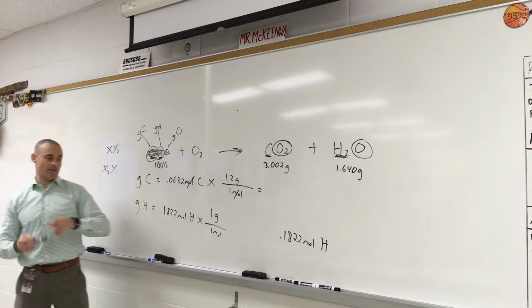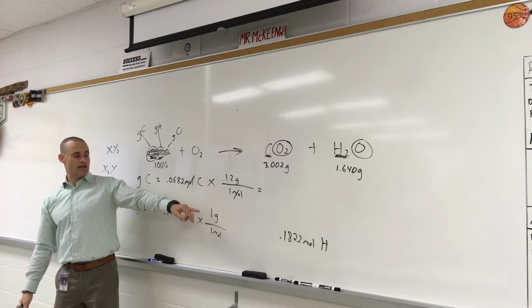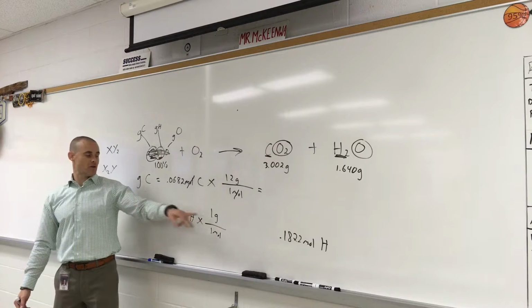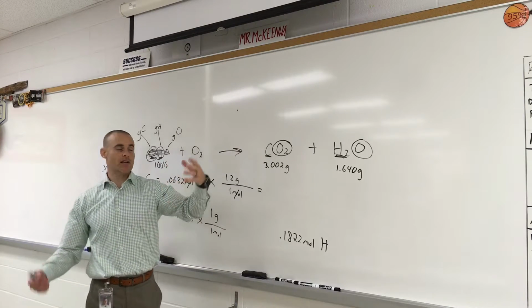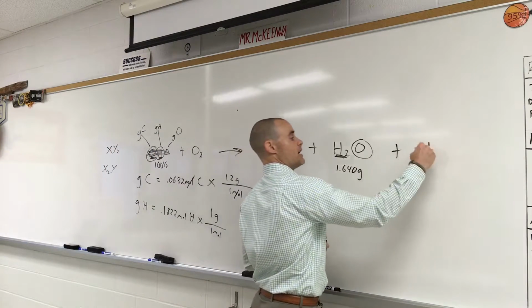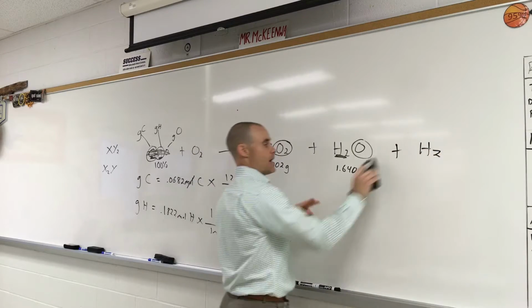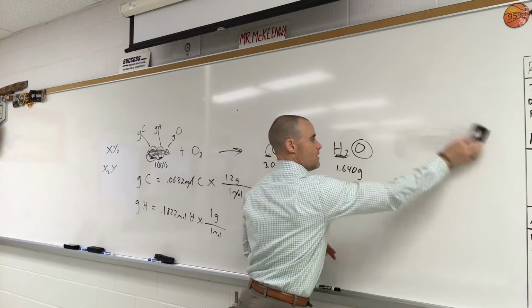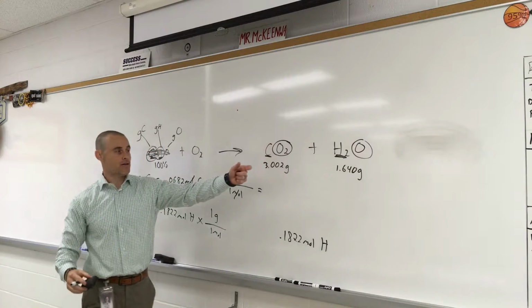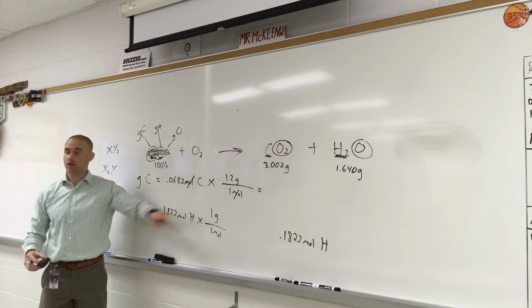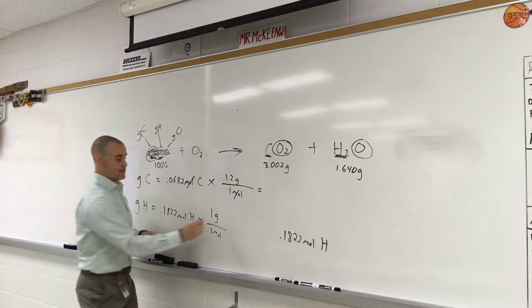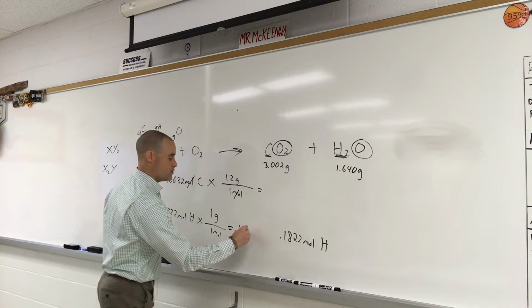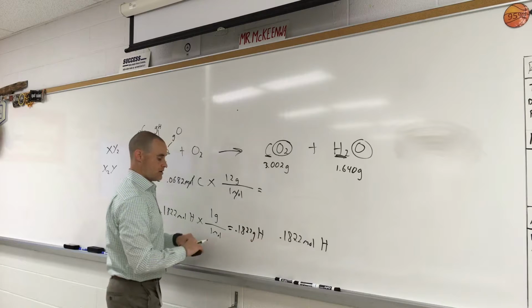Some kids start getting confused and they're like, wait, isn't hydrogen diatomic? So it's 2 grams. That's only if it's hydrogen gas, so that would be if a product was H2. We're not dealing with hydrogen gas. We're dealing with hydrogen atoms in water. So it's hydrogen atoms, that's why it's 1 gram. All right, so that obviously is the same. So 0.1822 grams of H.